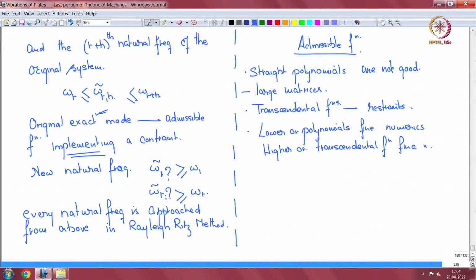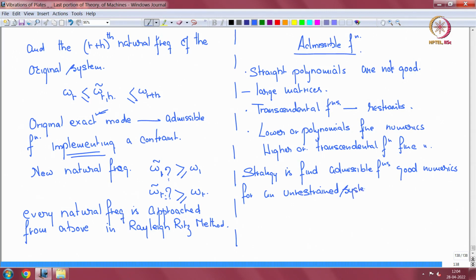So, the strategy is to find admissible functions that are good in terms of numerics for an unrestrained system, and then use penalty functions. That is the strategy.